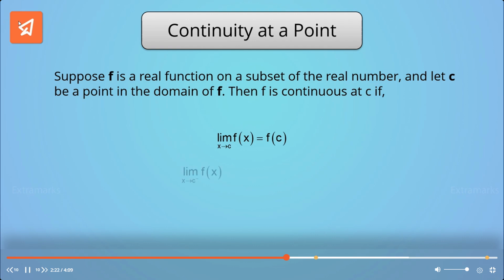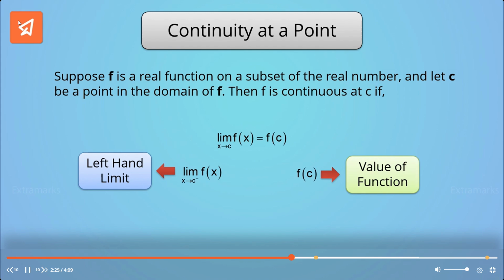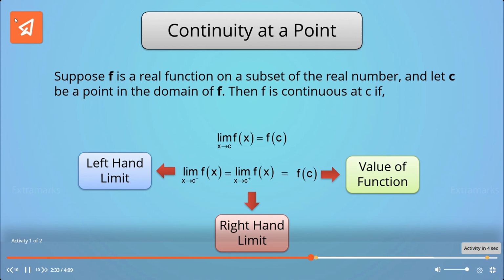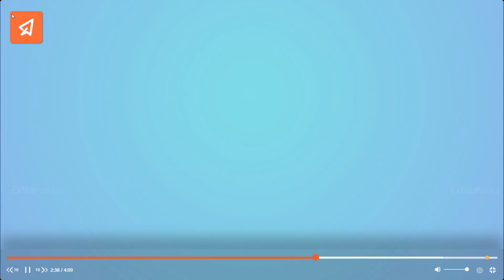More elaborately, if the left-hand limit, right-hand limit, and value of a function at x equals c exist and are equal to each other, then f is said to be continuous at x equals c. Let's solve a few problems to strengthen the concept.